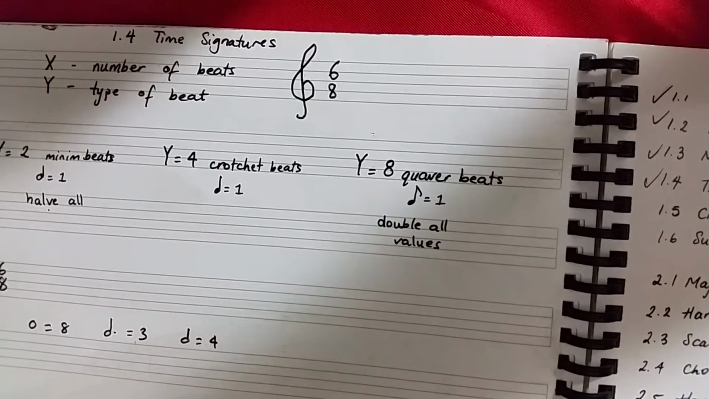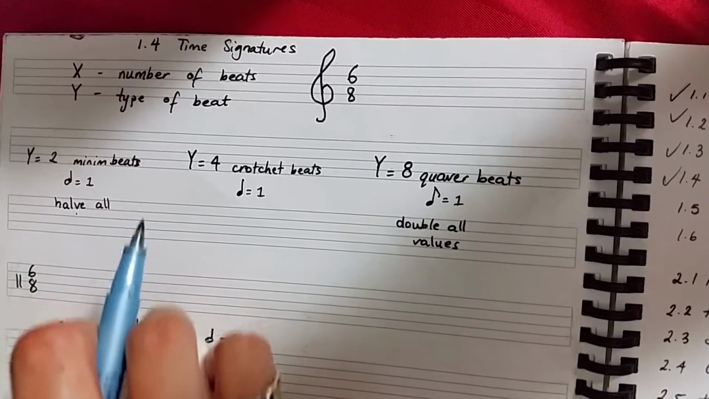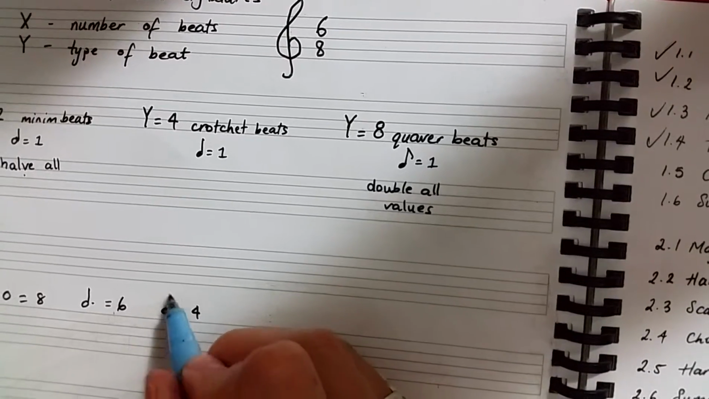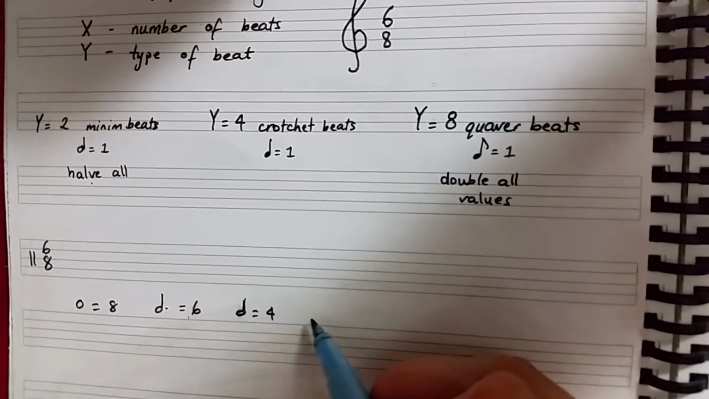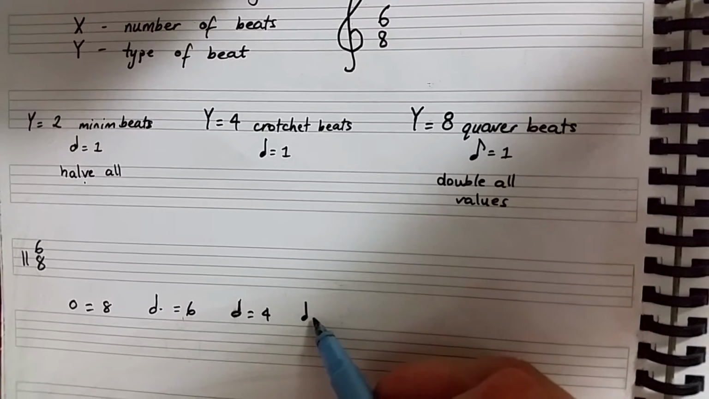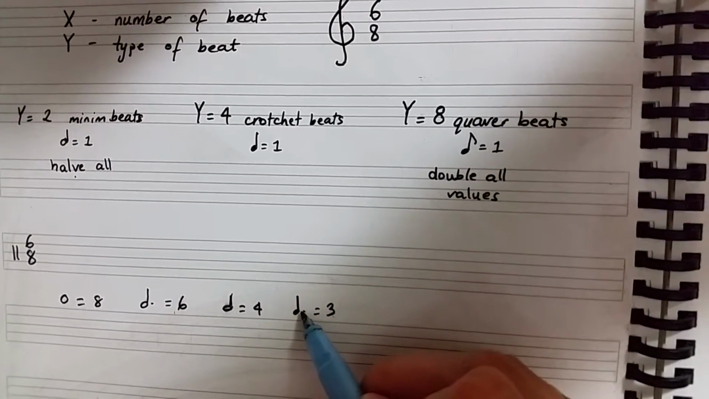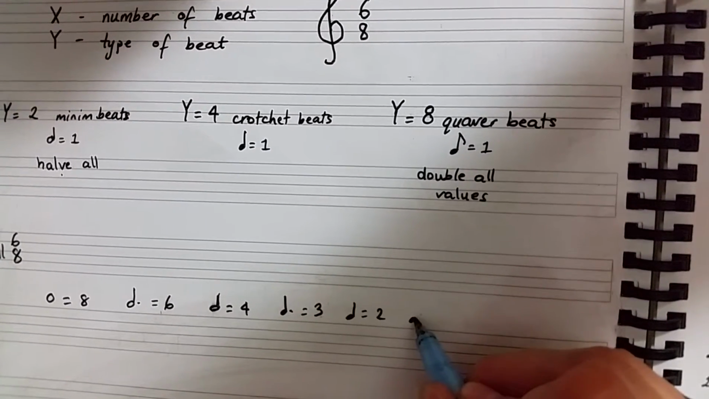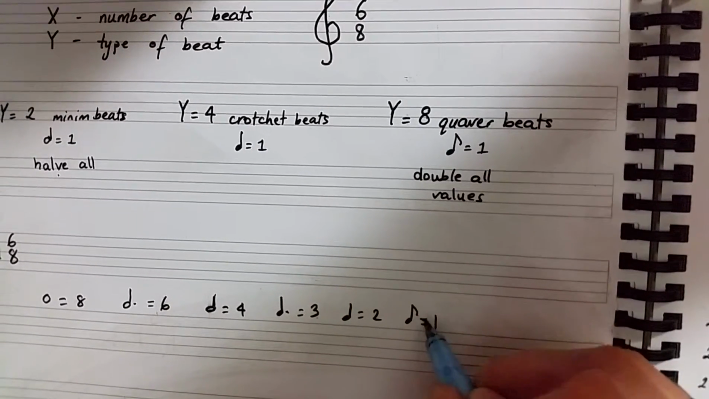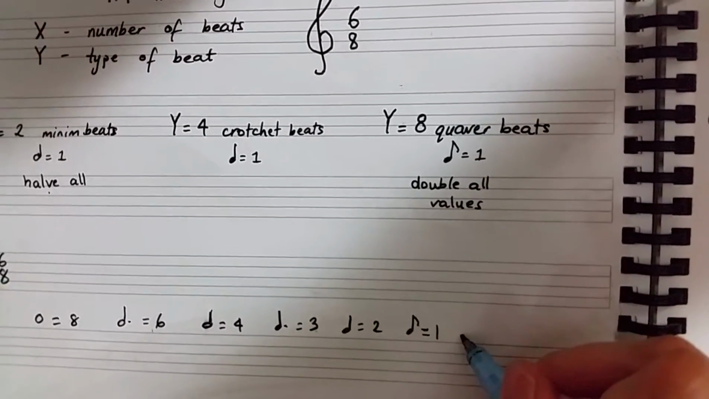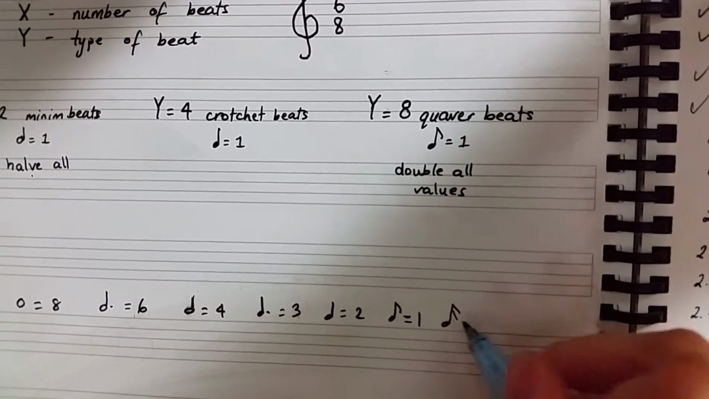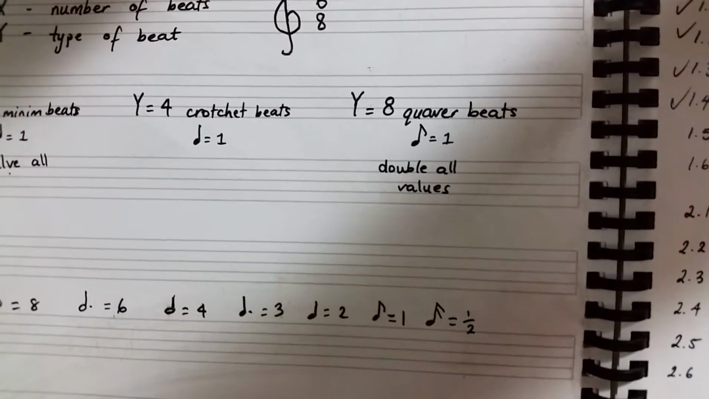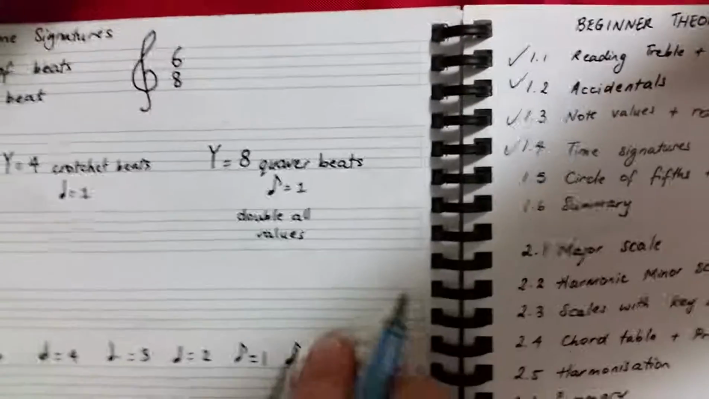Oh, sorry. Dotted minim is usually worth 3. Now it's worth 6. I have to double everything. Sorry, I'm bad at math too. Okay. Minim is now worth 4 because it's usually worth 2. Dotted crotchet is now worth 3 because 1.5 times 2 is 3. That's worth 2. That's worth 1 because the quaver rest is 1. Quaver equals 1. And the semiquaver equals half. Okay. Oh, I didn't do the dotted quaver.